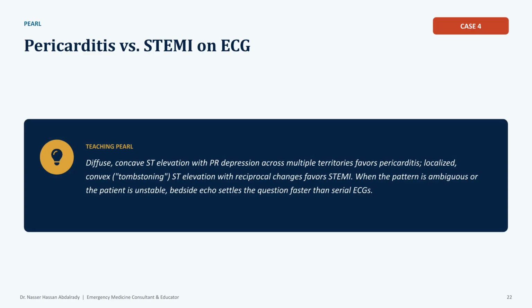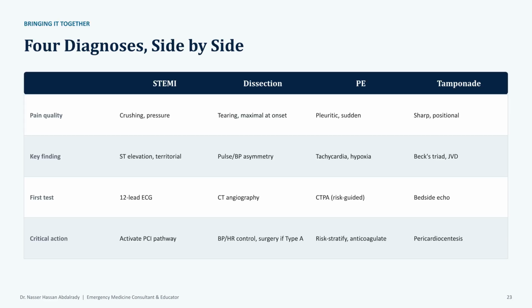A final pearl: diffuse, concave ST elevation favors pericarditis, while localized, convex elevation with reciprocal changes favors STEMI. When the ECG is ambiguous or the patient is unstable, a bedside echo will settle the diagnosis much faster than waiting for serial ECGs. Let's summarize.